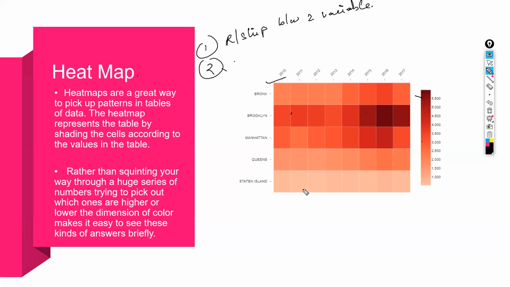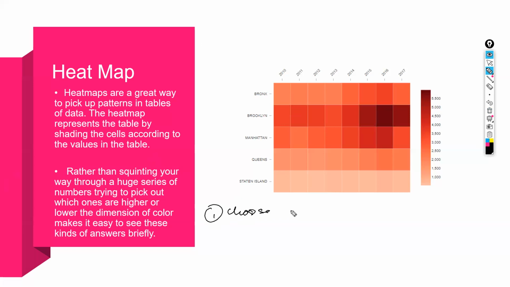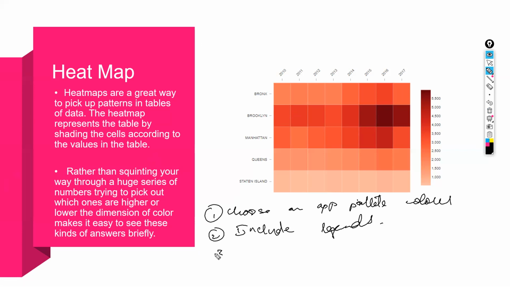Before you start creating your heat map, I have some best practices for you. The first one is to choose an appropriate color palette. Then you might also want to include a legend. When we create a map in Tableau, it automatically comes up. You can show values in cells, which is also a very good idea. And sort levels by similarity or value.